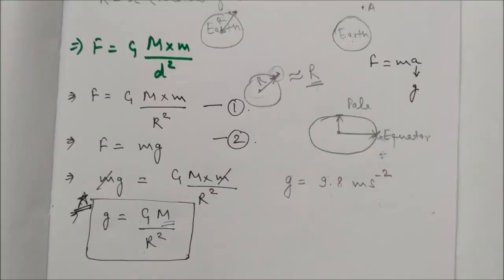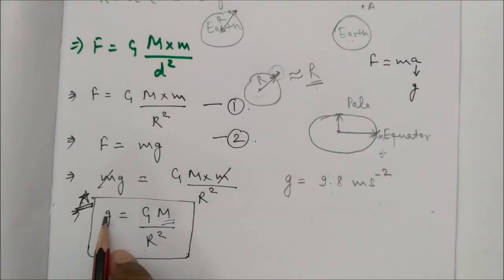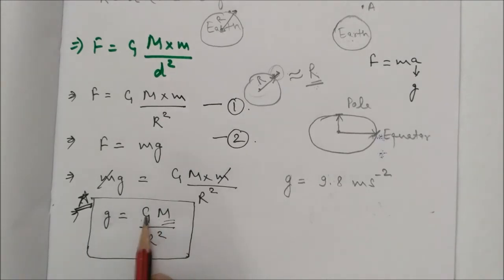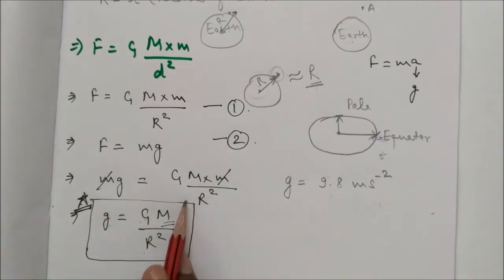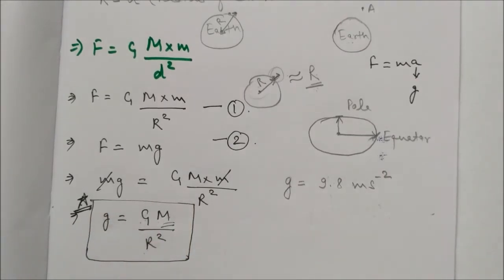Here we have seen that the acceleration due to gravity of the earth is G into M, where M is the mass of the earth, divided by R square, where R is the radius of the earth. This formula, students, is also valid for other planets. That means if we have to calculate the acceleration due to gravity of a particular planet, we have to consider it as gp.